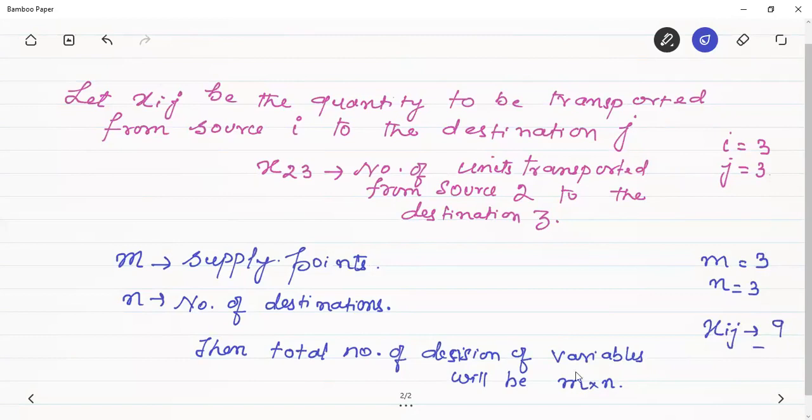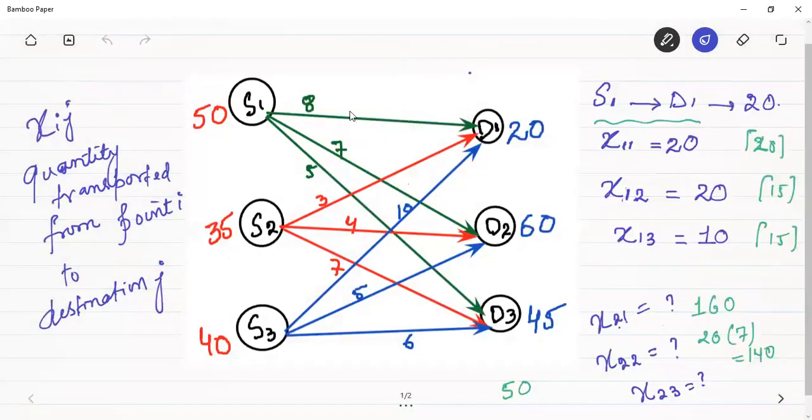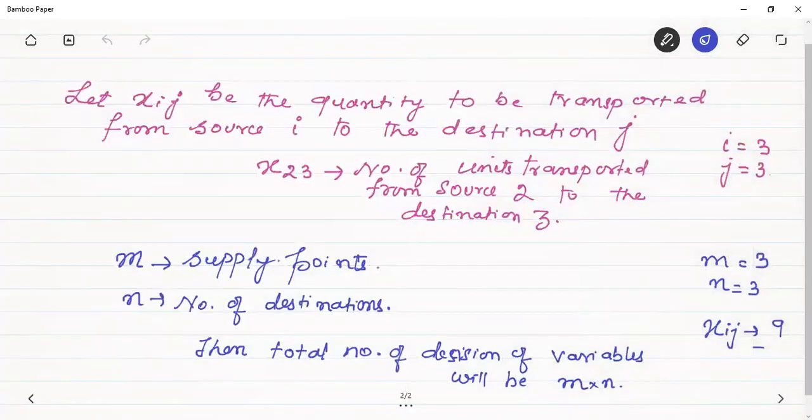And you can see that here also, how many arrows came in total? 9. There are 9 possible ways to transport. You can see that I have drawn 9 arrows, 3 from each color. So there are 9 decision variables that will be used here.